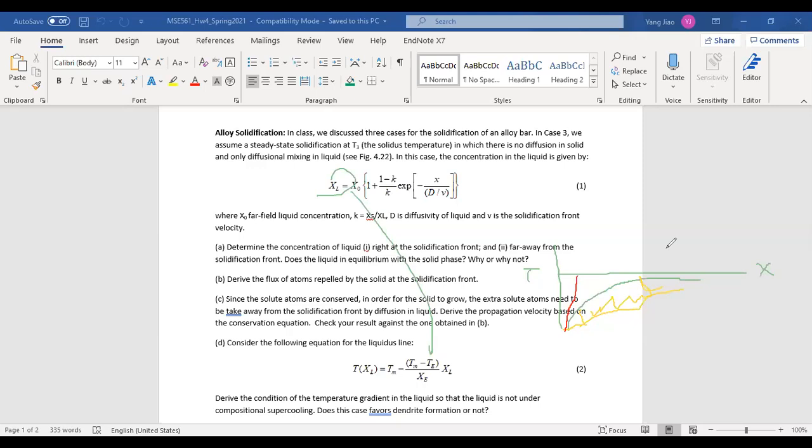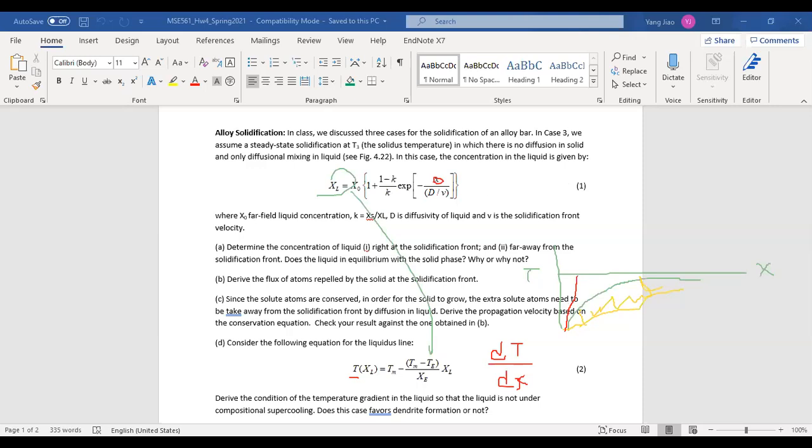So in those cases, there will be no compositional supercooling, and then dendrites will not form. The condition that we derived in class is that you get this from the derivative, right? At x equals 0, for example, at the solidification front, you simply take the derivative of this temperature profile, dT/dx, and you make sure that the imposed temperature gradient is larger than this gradient. This will be the condition for no compositional supercooling.